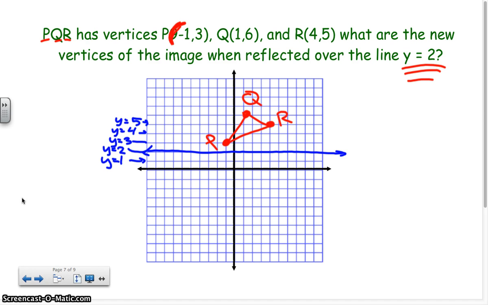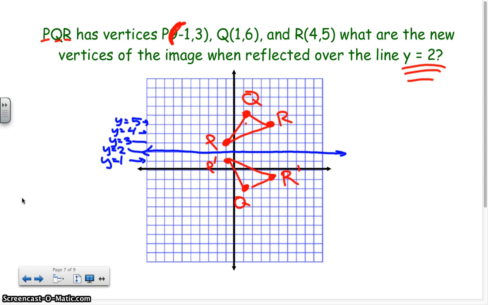And if I reflect about that line, I'm going to be equidistant. Now again, some of you might be able to visualize this. I can't visualize it personally. I need to just see how far my initial point is from the line of reflection, and then I'm going to make my new point that far away. P is 1 point away, so P prime is going to be 1 point away. Q is 1, 2, 3, 4 points away, so Q prime is going to be 1, 2, 3, 4 points away. R is 1, 2, 3 points away, so R prime is going to be 3 points away.